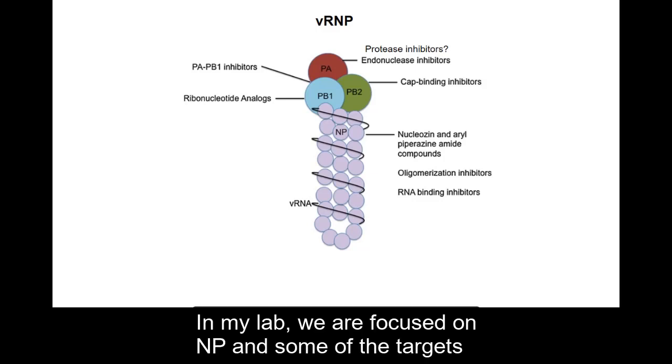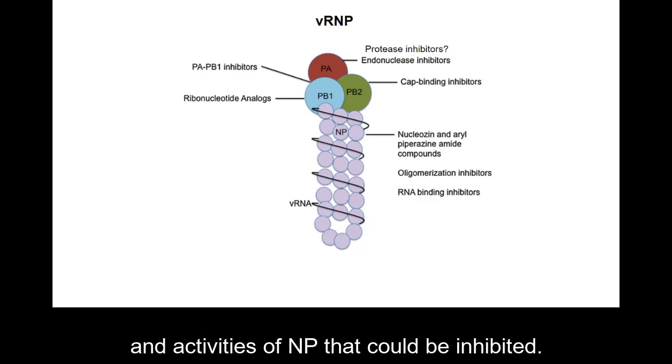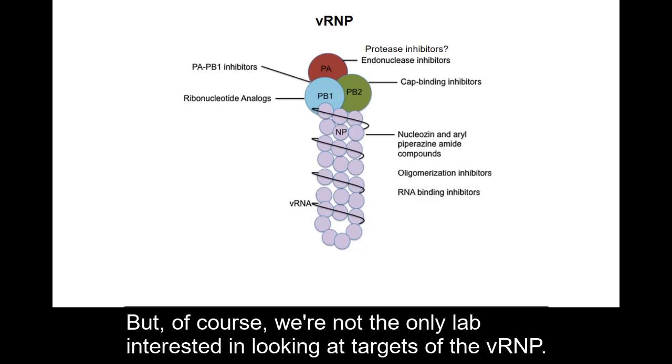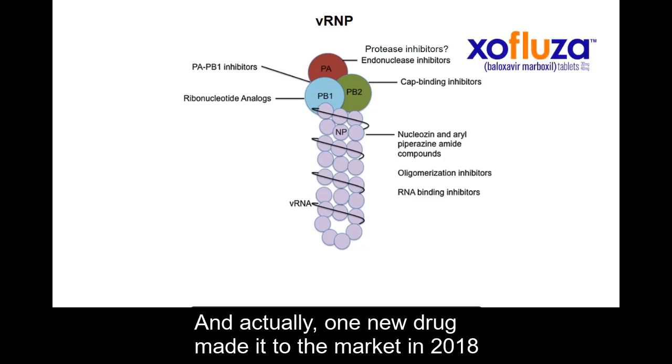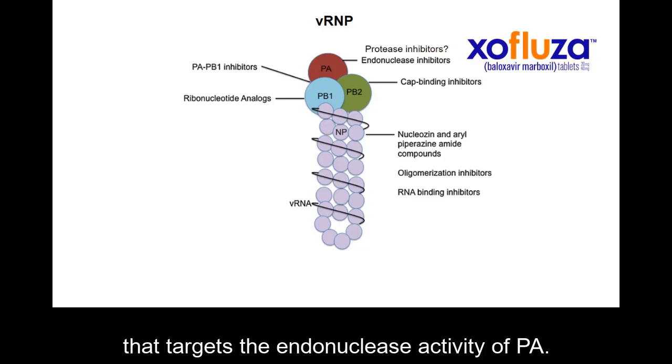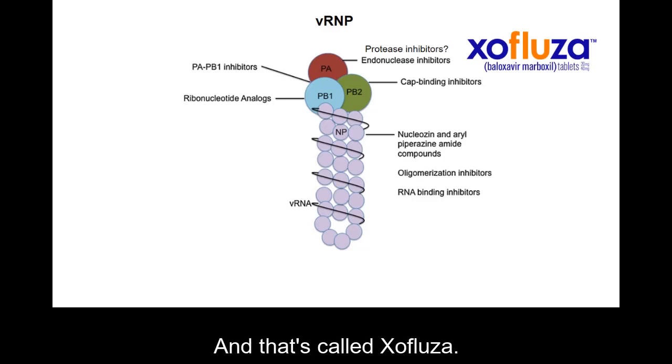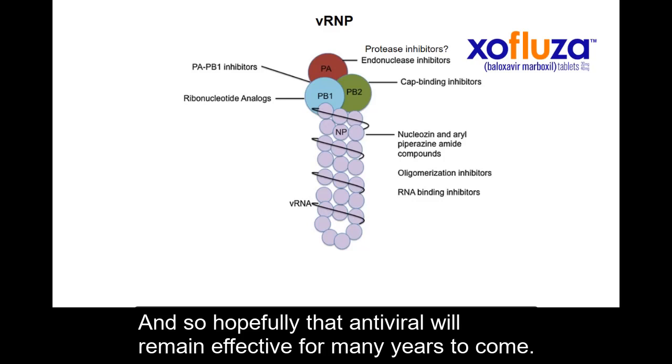In my lab, we are focused on NP and some of the targets and activities of NP that could be inhibited. But of course, we're not the only lab interested in looking at targets of the vRNP, and actually one new drug made it to market in 2018 that targets the endonuclease activity of PA, and that's called Xofluza. And so hopefully that antiviral will remain effective for many years to come.